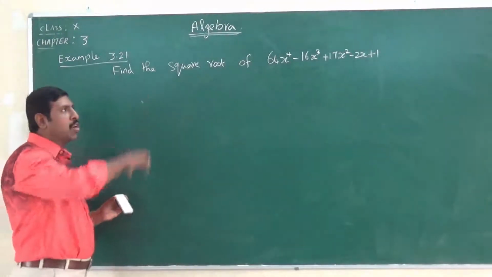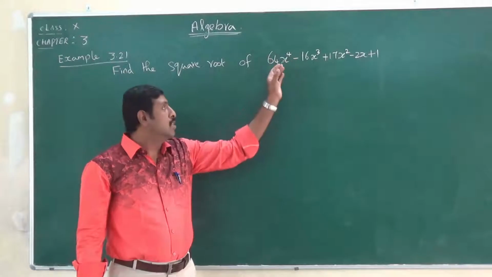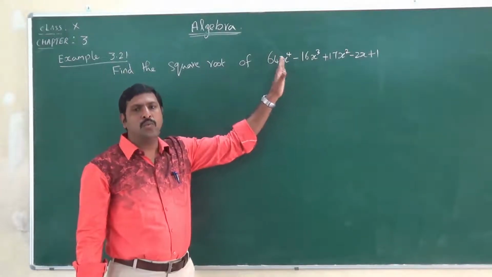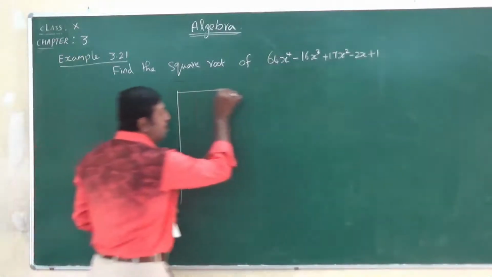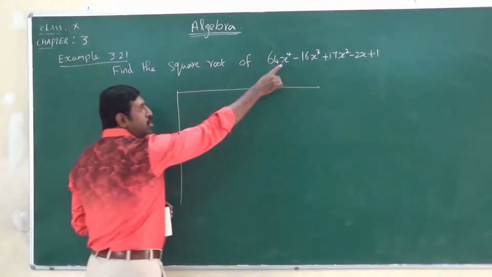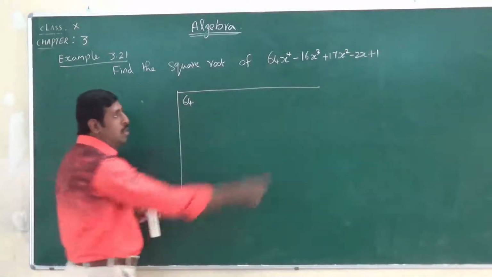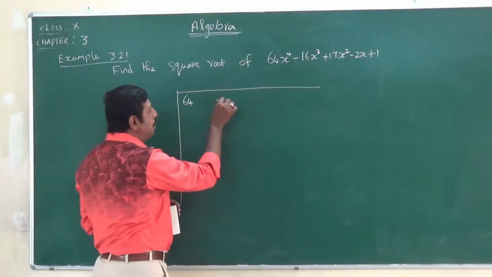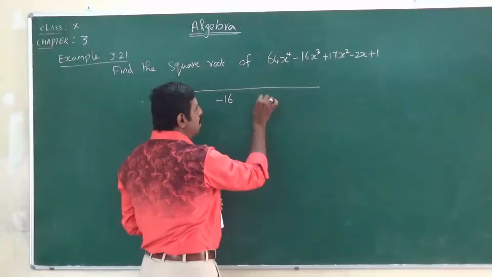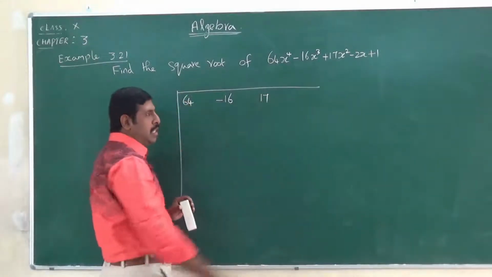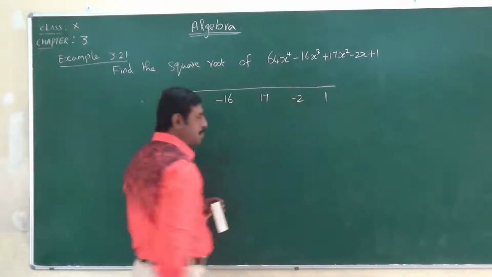Here I am not going to take the whole expression including the variables. I am going to take only the coefficients of the variables to find the square root. See, what is the coefficient of x power 4? It is 64. Then the coefficient of x cube is minus 16, the coefficient of x square is 17, the coefficient of x is minus 2, and the constant term is 1.